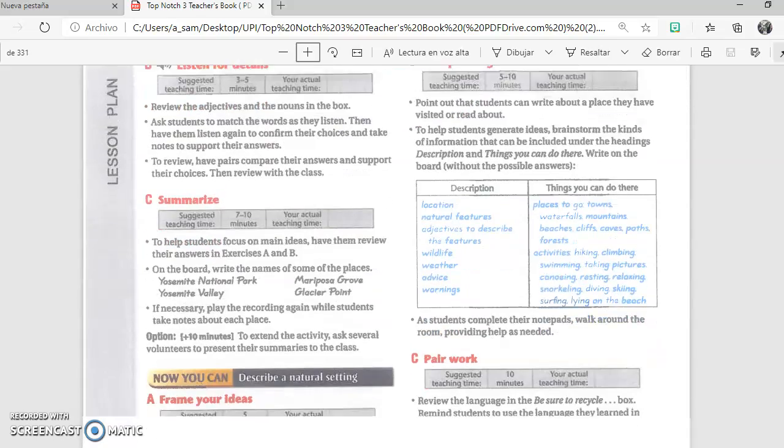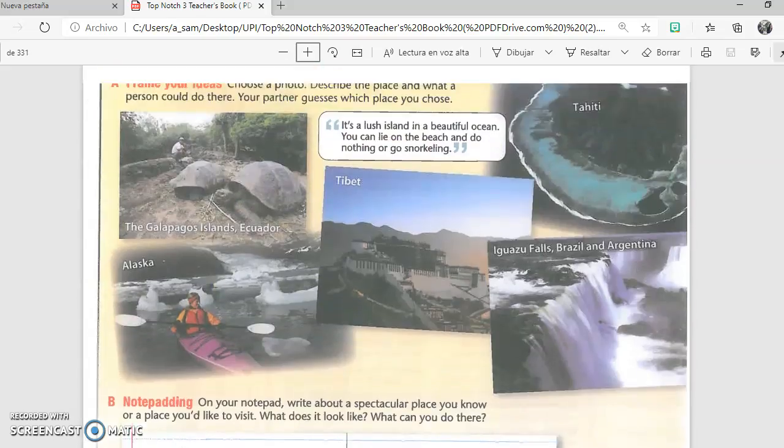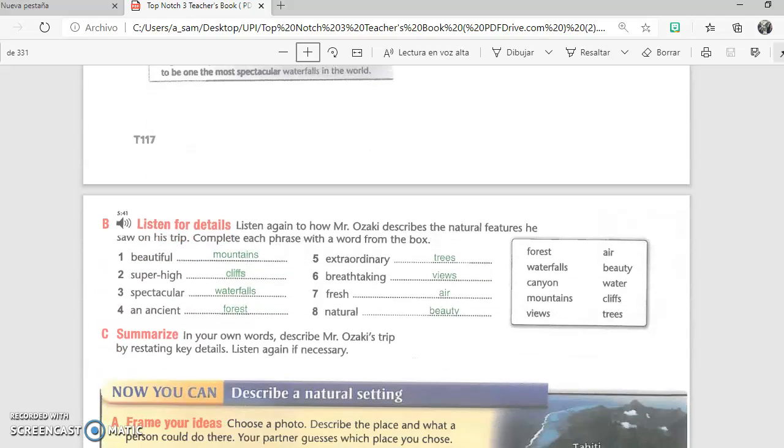And then we move to lesson number 4. We're going to finish, but let us see first this part. Listen again to how Mr. Osaki describes the natural features he saw on his trip. So Mr. Osaki went on a trip, and he saw some natural features. And we have: complete each phrase with a word from the box. Remember, if you have any questions about the definitions, you already know what to do to find your definitions. You have the forest. You have a waterfall, canyon, mountains, views, air, beauty, water, cliffs, trees.